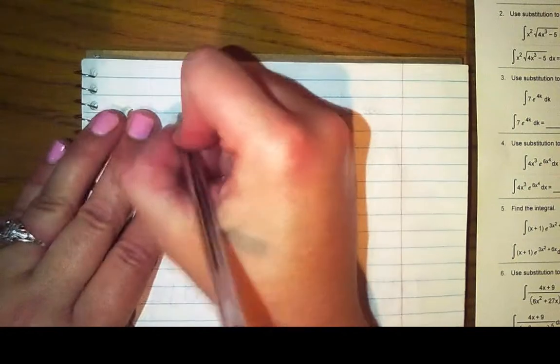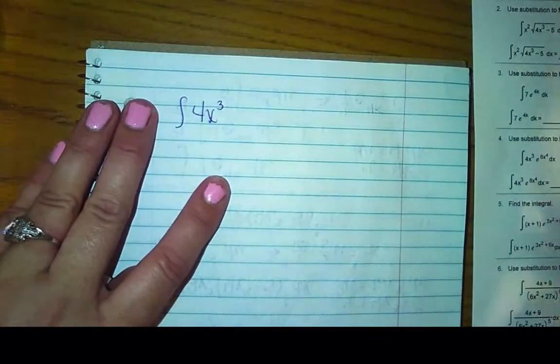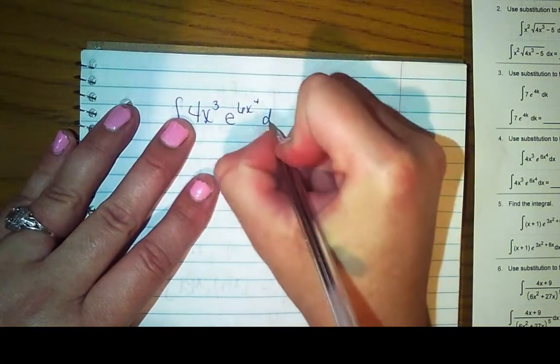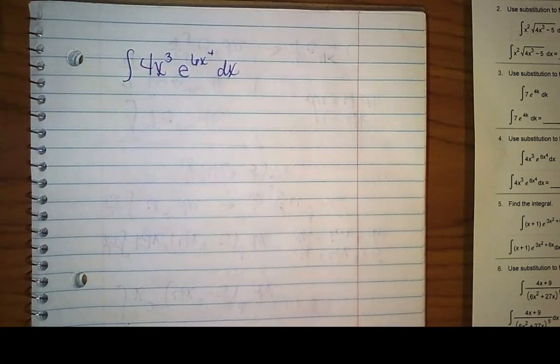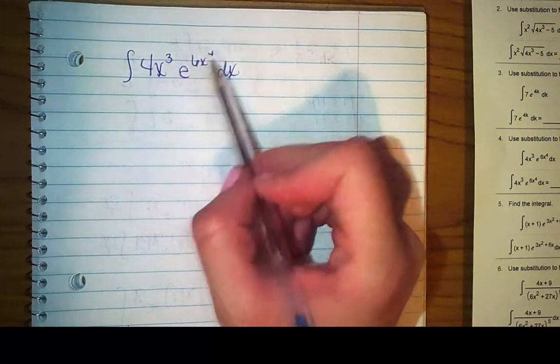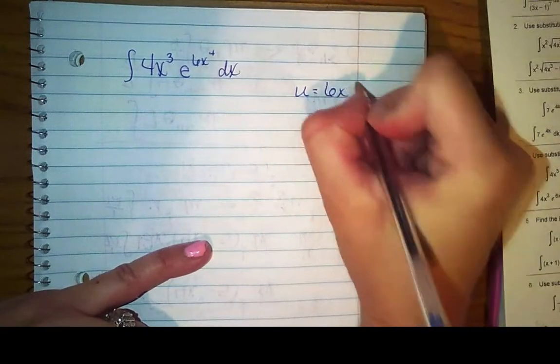All right, let's do a couple more. I have 4x to the 3rd, and then we have e to the 6x to the 4th dx. Okay, so what have I got to do? Well, the first thing I notice is I've got multiplication going on. I need to figure out where my u is. So since e is sitting there, I'm immediately drawn to my exponent. So my u is going to be 6x to the 4th.